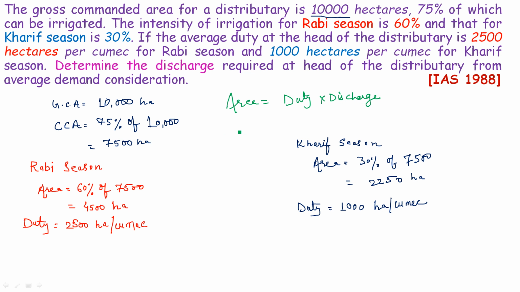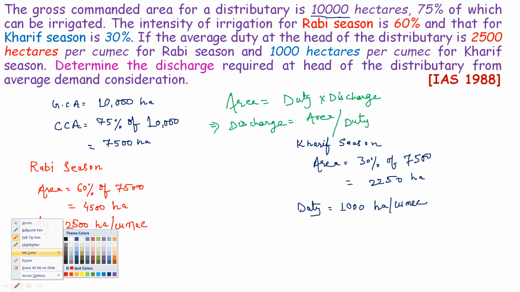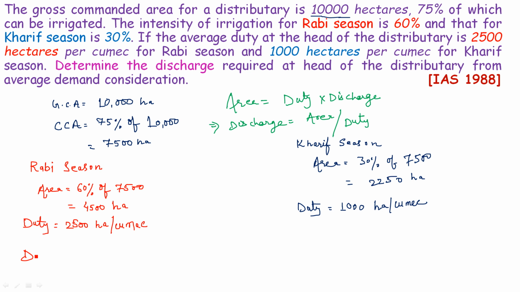Area is equal to duty into discharge. So we can write discharge is equal to area by duty. Now, for Rabi season, we can find the discharge: area is 4,500 and duty is 2,500. So it comes as 1.8 meter cube per second. So for Rabi season, the discharge required is 1.8 cubic meters per second.